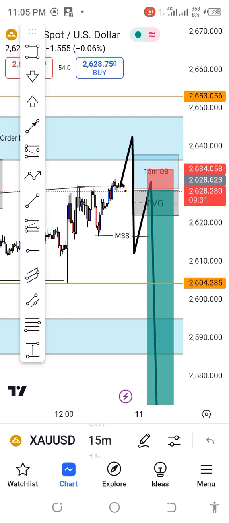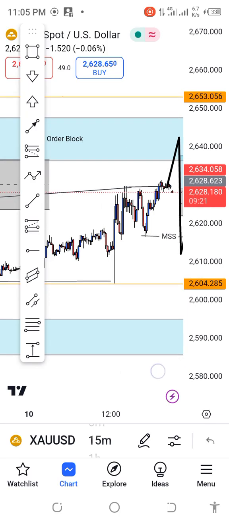Wow, market hasn't closed, oh. Yeah, market hasn't closed at all.